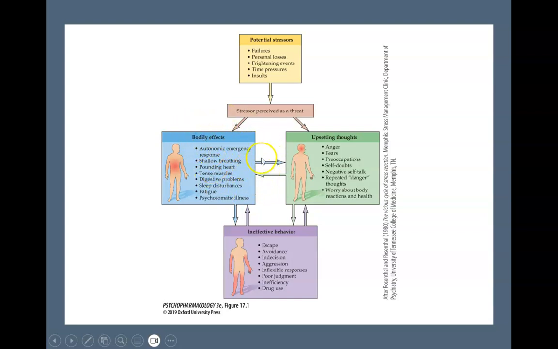While these bodily effects are going on, that is potentially creating upsetting thoughts, things like anger and fear and preoccupation, self-doubt, negative self-talk, repeated thoughts of being in danger, or worry about body reactions, which, if you don't know, typically makes those bodily effects even worse. And at the same time, you're engaging in these ineffective behaviors, all of which influence each other. You're engaging in things like escape behavior, avoidance, indecision, aggression, inflexible responses, bad judgment, inefficiency, and potentially things like drug use to cope.